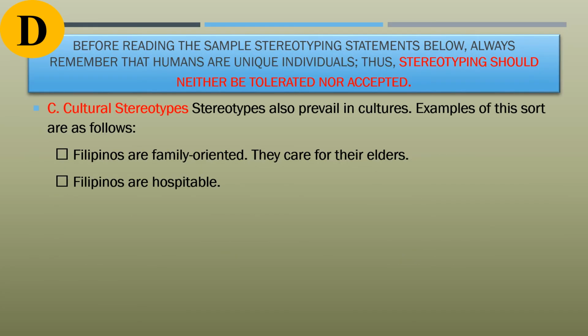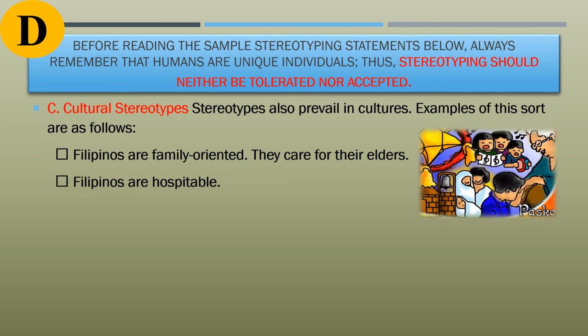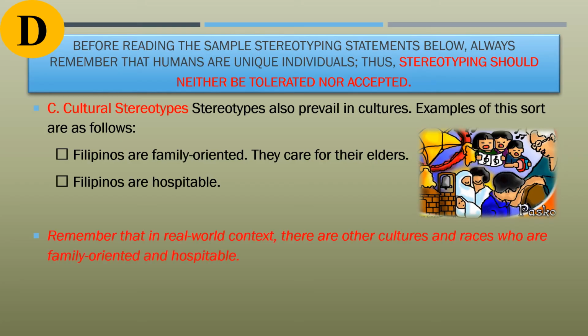Letter C, cultural stereotypes. Stereotypes also prevail in cultures. Examples of this sort are as follows. 1. Filipinos are family-oriented, and they care for their elders. 2. Filipinos are hospitable. Remember that in the real-world context, there are other cultures and races who are family-oriented and hospitable.